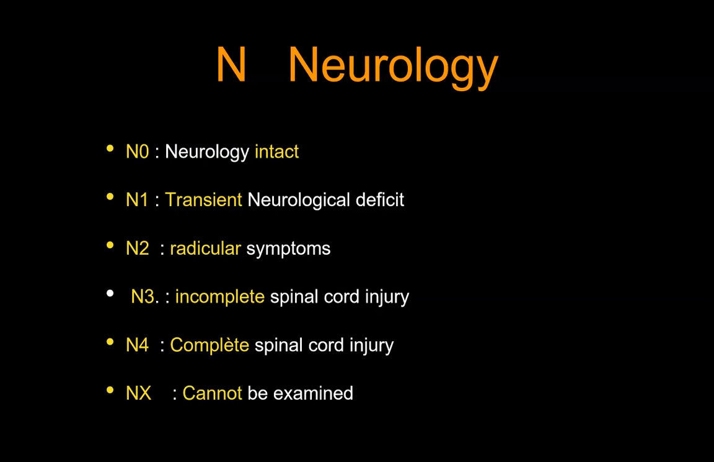N4, complete spinal cord injury. And NX, which cannot be examined. Severe involvement, conscious level very bad, cannot assess the power, cannot assess anything. So you put NX. So neurological evaluation, AO classification.